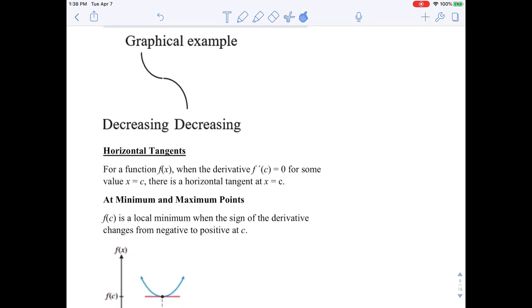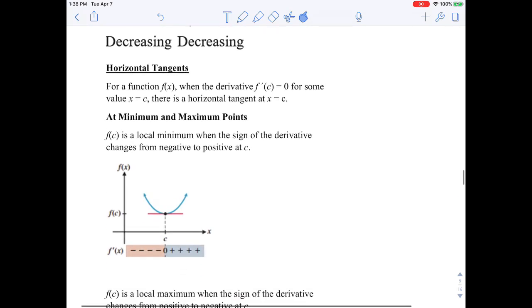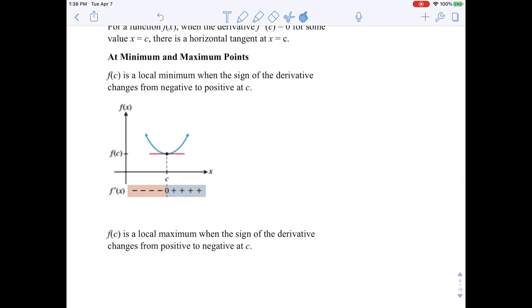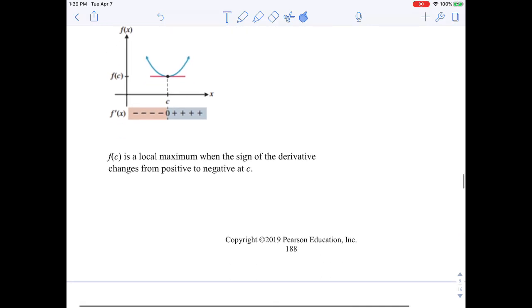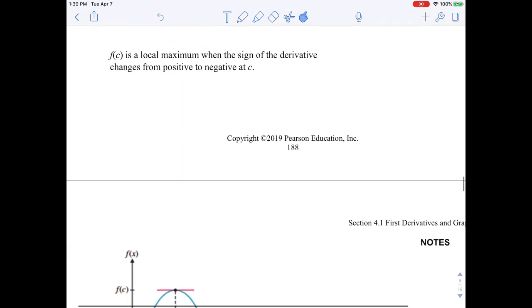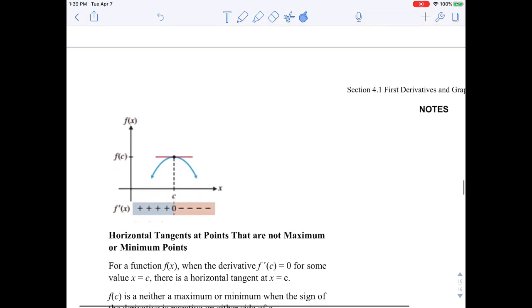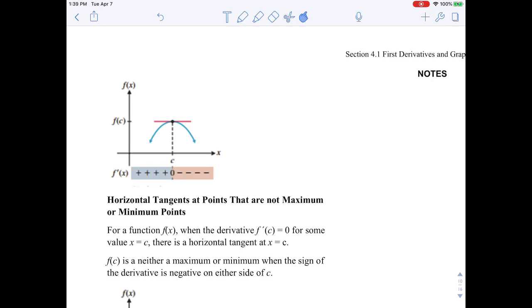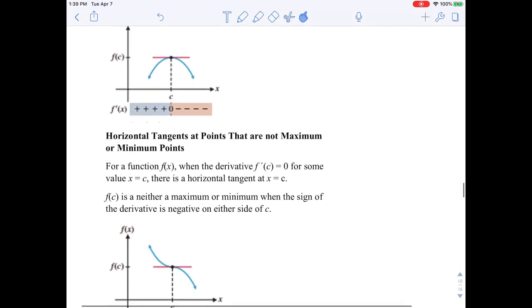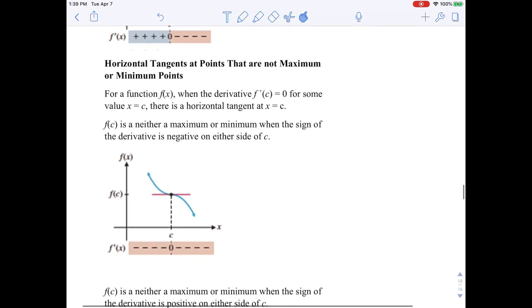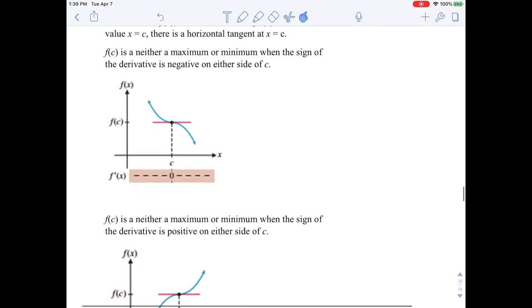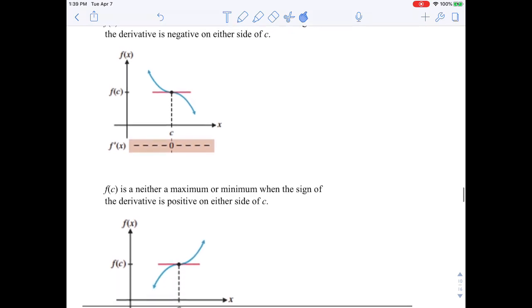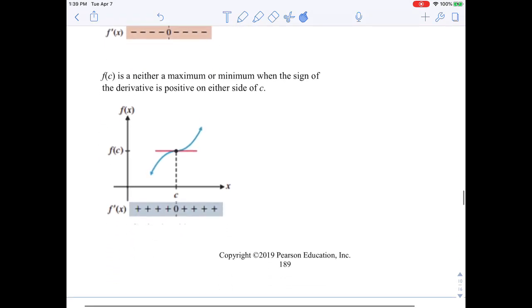When the derivative equals 0, we have a horizontal tangent. It's a local min. When it changes from positive to negative, it's a local max. When we have horizontal tangents that are neither, there's an example where it's negative on both sides, where it's positive on both sides.